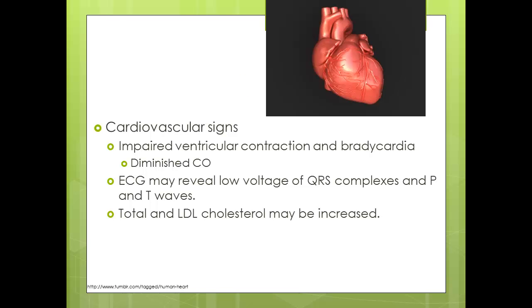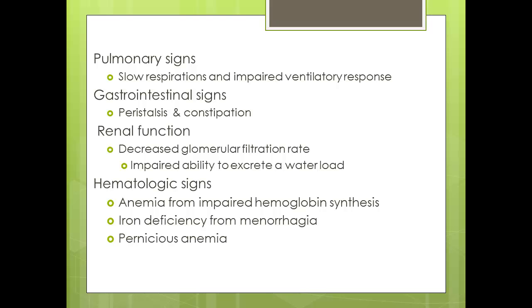You will see cardiovascular signs based on the fact that thyroid hormones have an influence on the cardiovascular system. So you will find impaired ventricular contraction and a slow heart rate, which also results in diminished cardiac output. If you did an ECG, you would reveal low voltage of QRS complexes and P and T waves. You may also find that their total and LDL cholesterol may be increased. On pulmonary examination, you may notice shallow, slow respirations and impaired ventilatory response. You may notice decreased peristalsis with constipation on a GI exam.